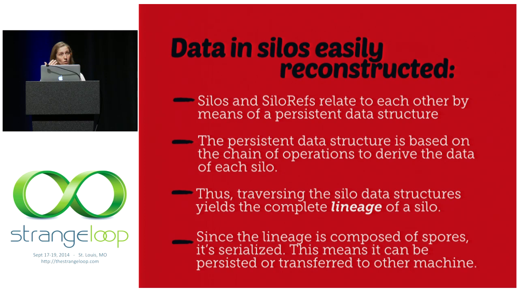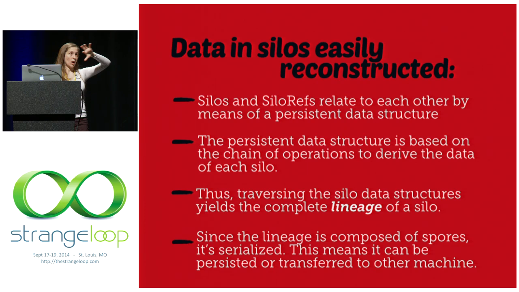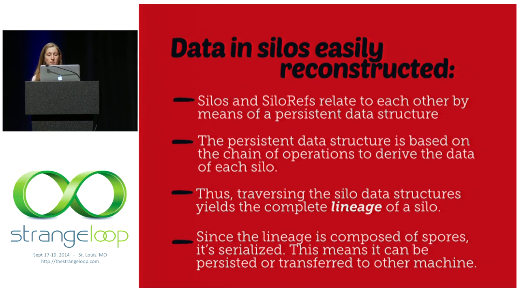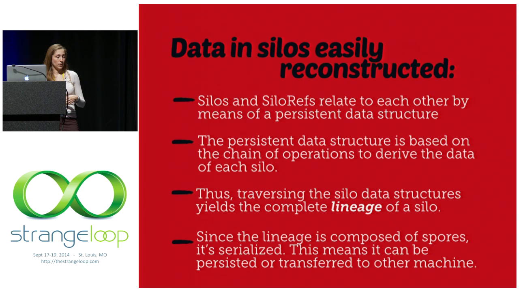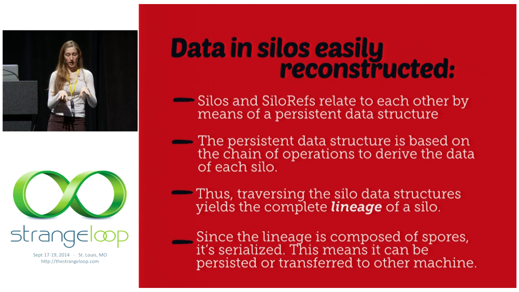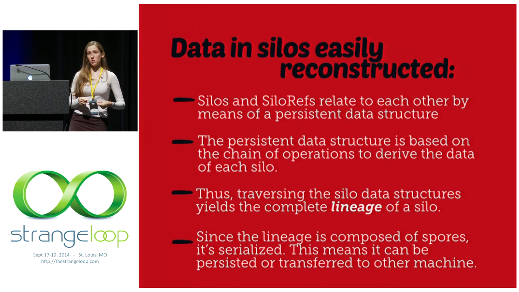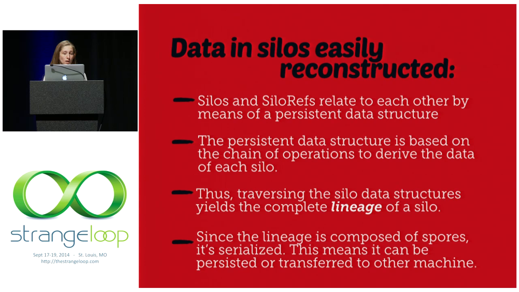So to figure out how to recompute what you had just lost, all you have to do is traverse your little data structure to compute your lineage, which is basically the history of all of the operations that you ended up doing on your original piece of persistent data. And since this whole lineage thing is composed of spores, it can be serialized. So you can either write this to disk, or if you have two machines running identical jobs on different data shards, you could have one machine pass to his neighbor the lineage that he was working on, right? And then you could restart computation that way. So just by design, it's pretty simple to restart jobs.